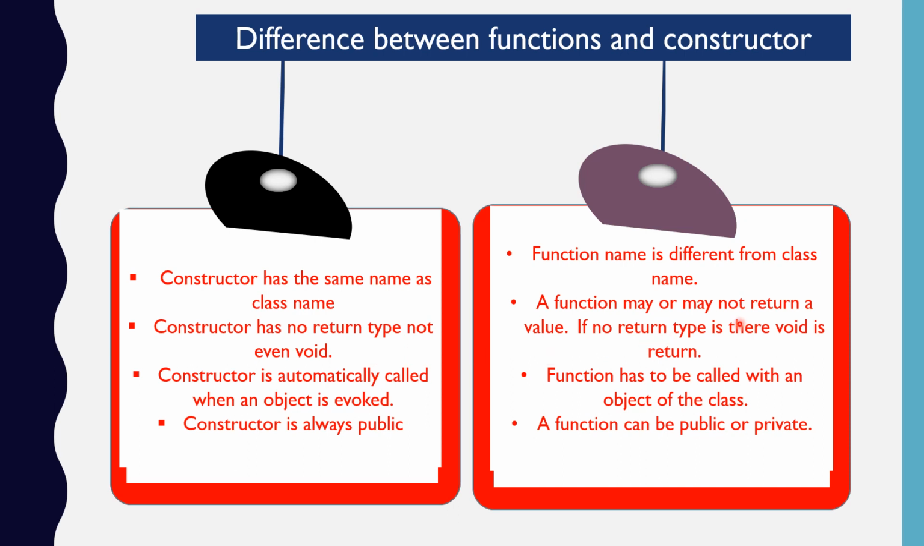A function may or may not have a return value, and if there is no return value, the keyword void is used. A constructor is automatically called as soon as you create the object, but a function has to be called with the help of an object. A constructor is always public, and a function can be public or private. So these are the main differences between a function and a constructor.